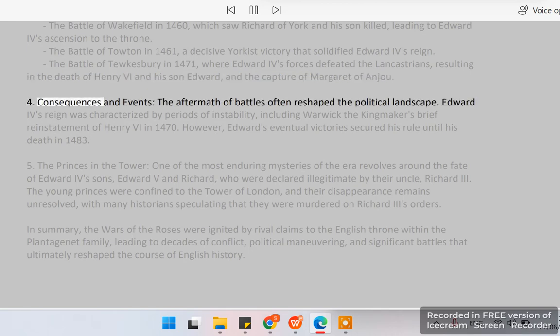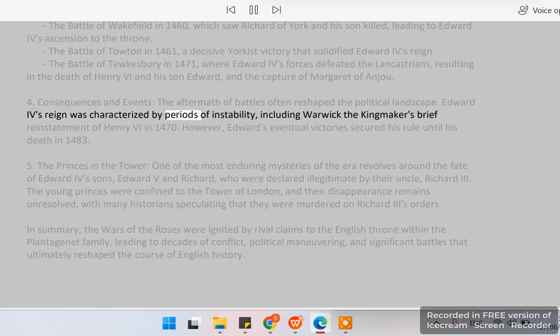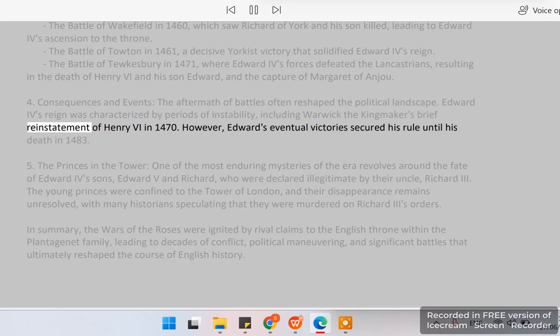4. Consequences and events. The aftermath of battles often reshaped the political landscape. Edward IV's reign was characterized by periods of instability, including Warwick the Kingmaker's brief reinstatement of Henry VI in 1470. However, Edward's eventual victories secured his rule until his death in 1483.